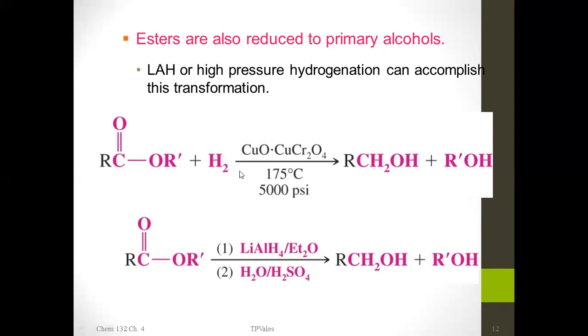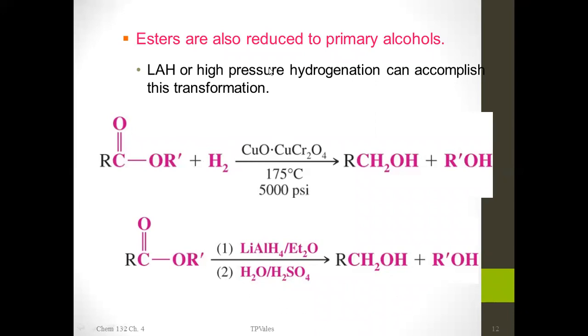Another option is the use of copper oxide in the presence of chromium, with a very high pressure hydrogenation process like this one. So there are 2 kinds of reagents, lithium aluminum hydride with an ether solvent, an organic solvent, and this one is in aqueous. When you get your alcohol, it should be in aqueous.